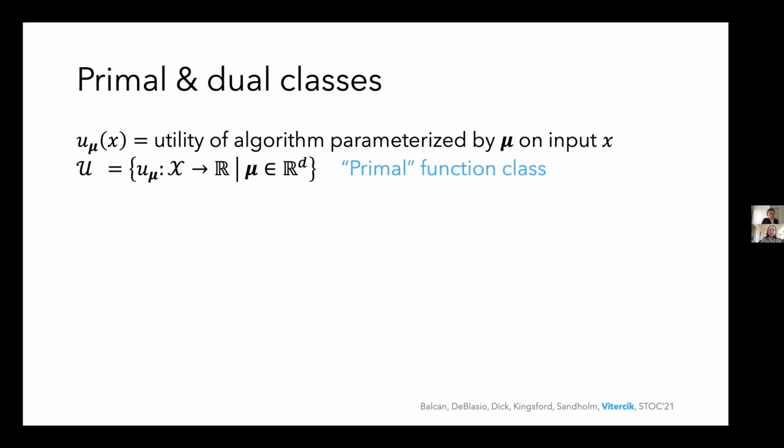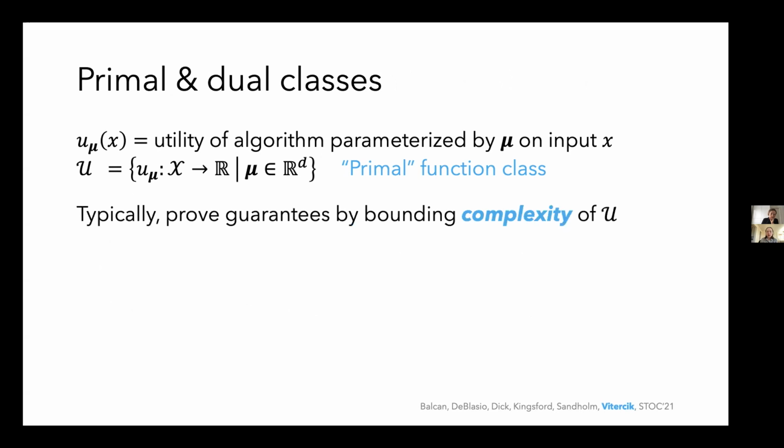Now, if I collect the set of all such functions U, I'll refer to this as the primal function class. And typically in learning theory, we prove these types of provable guarantees by understanding the intrinsic complexity of this primal class U, using notions like VC dimension, pseudo dimension, Rademacher complexity, and so on. But the challenge is that the set U is pretty gnarly.